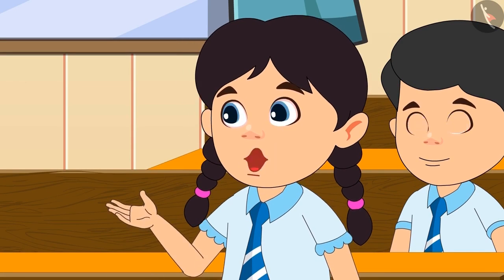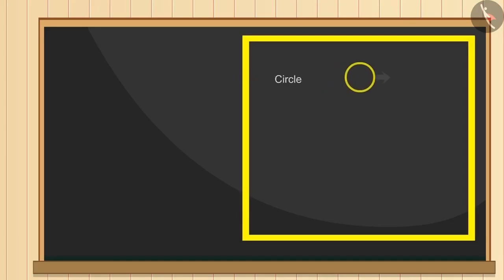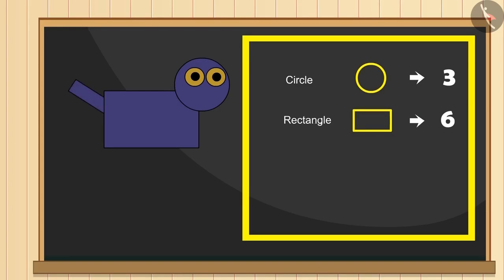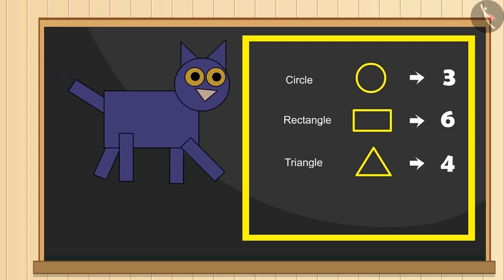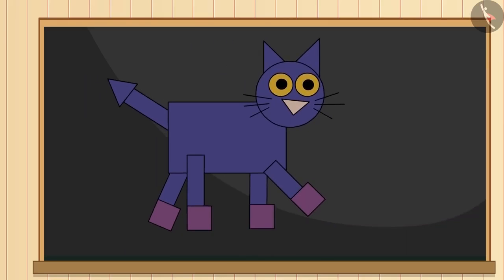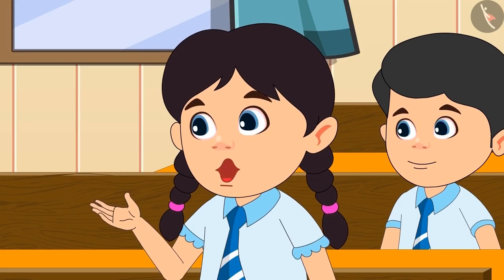Yes, teacher, I will try to do that. First of all, its eyes and face are made from 3 circles. Then its tail and 4 legs can be made with 6 rectangles. Now its ears, nose and upper part of its tail can be made with 4 triangles. At the end, its claws from 4 squares. See, the cat is drawn. Teacher, is it correct?